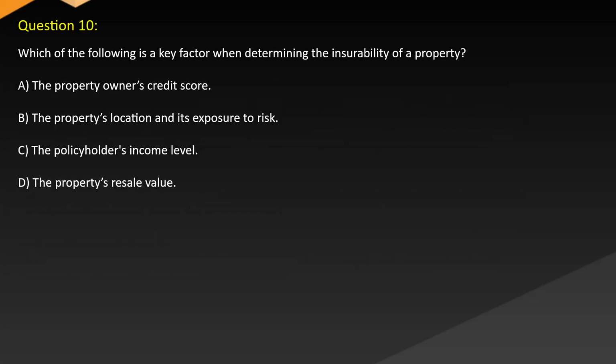Question 10. Which of the following is a key factor when determining the insurability of a property? A. The property owner's credit score. B. The property's location and its exposure to risk. C. The policyholder's income level. D. The property's resale value.